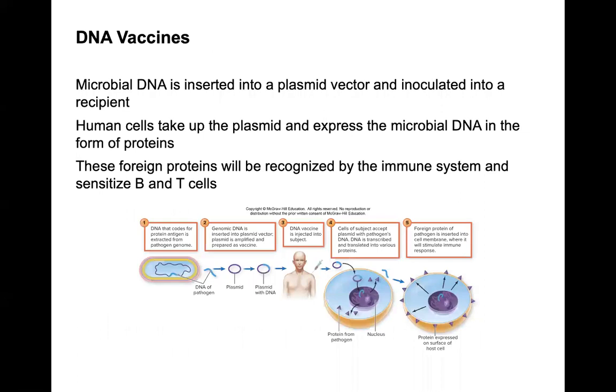DNA vaccines. Microbial DNA is inserted into a plasmid vector and then inoculated into the recipient. Human cells take up the plasmid and express the microbial DNA in the form of a protein. And then what happens is these foreign proteins will be recognized by the immune system and activate a B and T cell response.